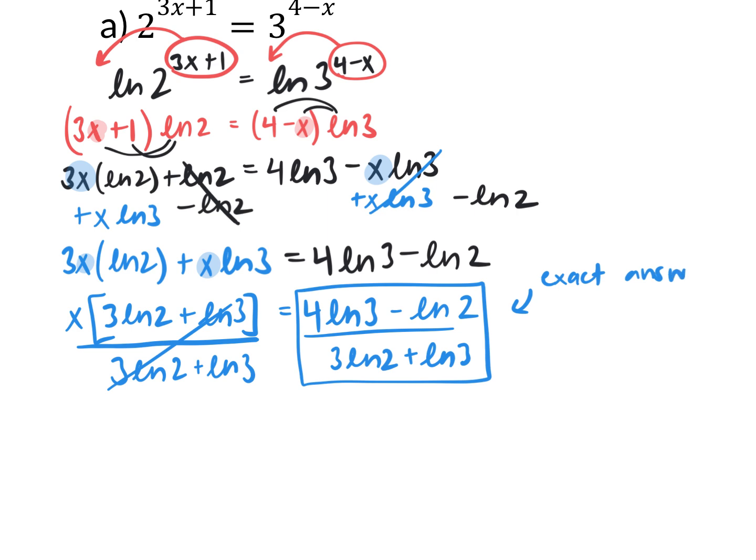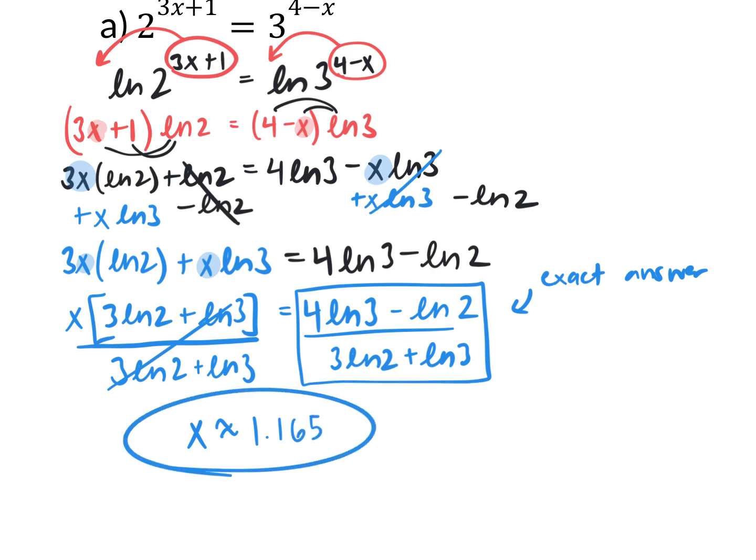We have not plugged in anything into the calculator yet. But if you do plug this in the calculator, you should get approximately 1.165. So double check that you can plug this in the calculator. Remember, if you're trying to write a fraction, use the button alpha y equals to help you type all this stuff in so you make less mistakes.